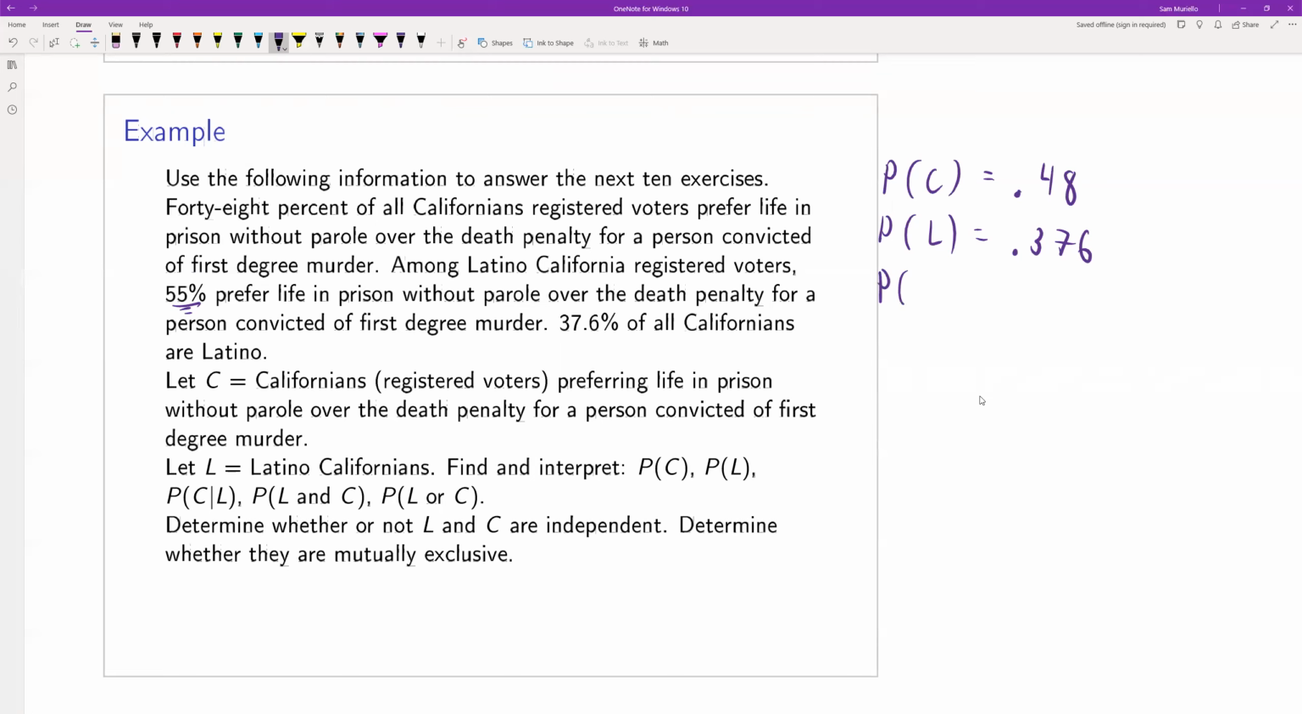So that will be P of, let's see, it says among Latino voters, 55% prefer life in prison over death penalty. So that's saying, given that the voters are Latino, this is the probability that they prefer life over the penalty. So that's the probability of C given L. The probability of them feeling a certain way about the policy, given that they are a Latino voter. And that is equal to 0.55.